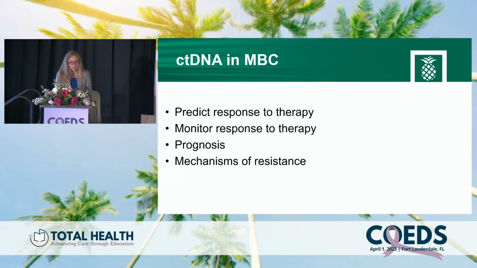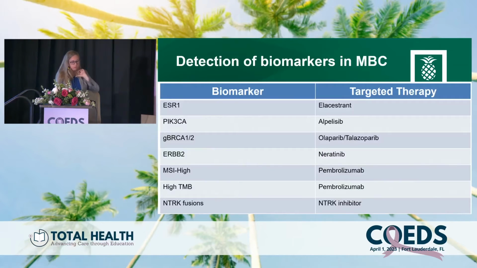Looking specifically now at circulating tumor DNA in metastatic breast cancer, again, the most established application is predicting response to therapy. We can also use it to monitor response to therapy to give us some ideas about prognosis, and it has some interesting applications for looking at mechanisms of resistance. We saw in Dr. Matani's talk a lot of different options for targeted therapy, particularly in the estrogen receptor positive, HER2 negative subgroup, but some of these also apply to other types of breast cancer.